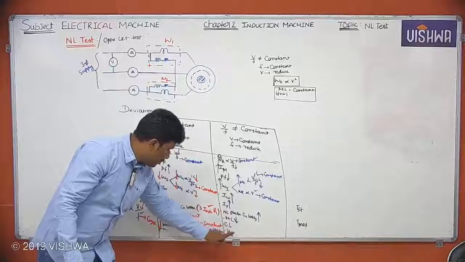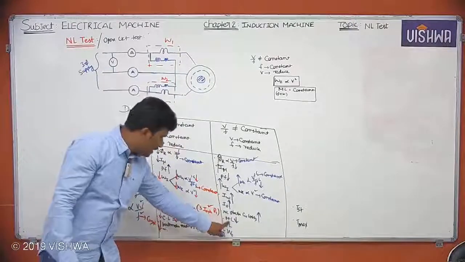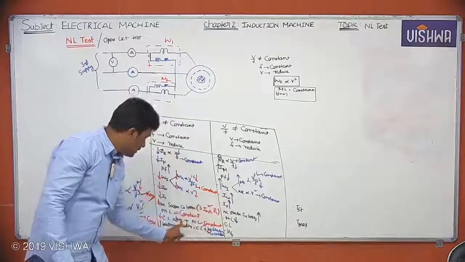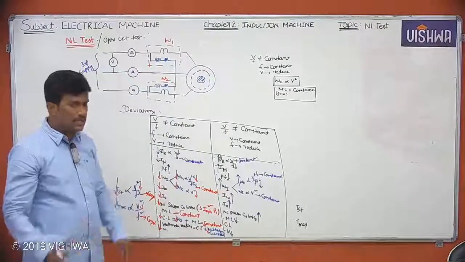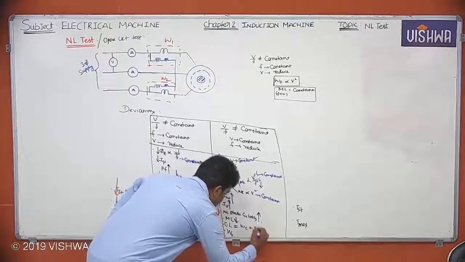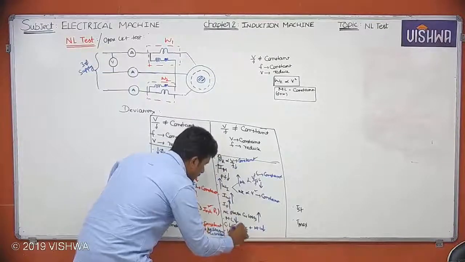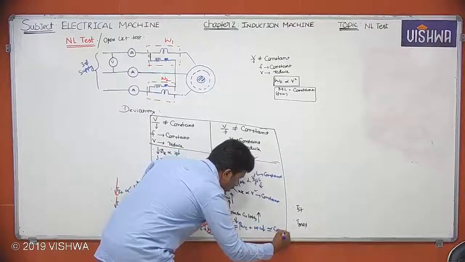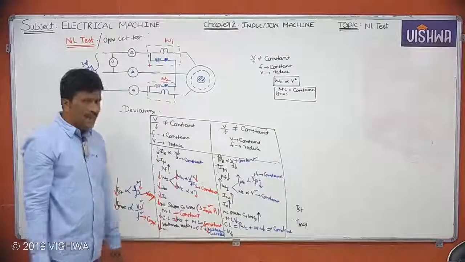Constant loss is equal to iron loss plus mechanical losses. Here, mechanical losses are reducing and iron losses are increasing. What will happen to your constant loss? Approximately constant. So constant loss is equal to Wi plus mechanical losses. Since mechanical losses are reducing and iron losses are increasing, you can take the constant loss as approximately constant.